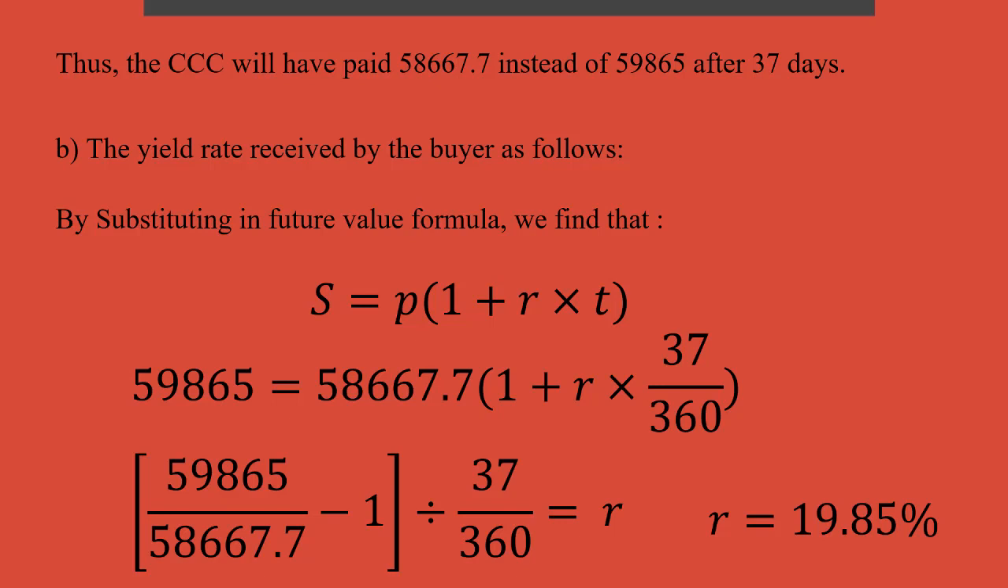We can get the rate from the amount formula. S equals B times 1 plus RT, so R here will be equal to 19.85%. Note that we get 37 by subtracting 8 days from 45.